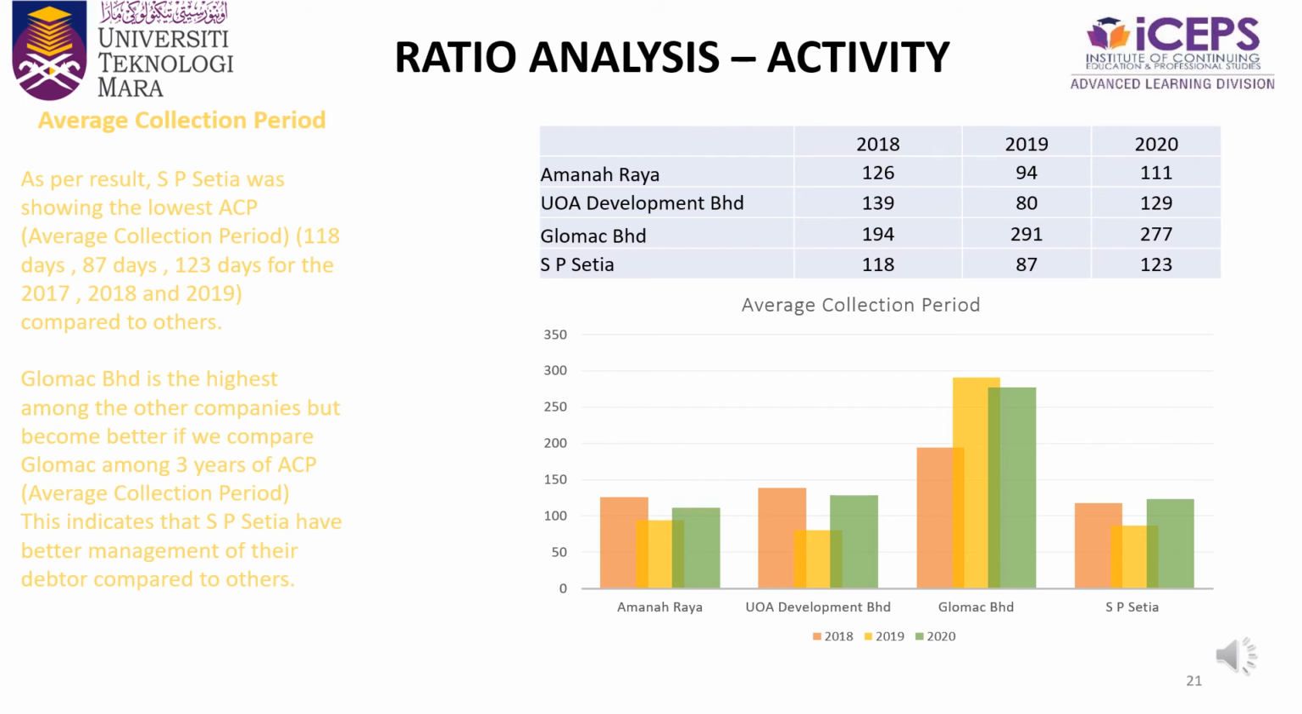However, Glomac Berhad has the highest among the other companies, and it becomes better if we compare among the 3 years of ACP of Glomac Berhad. This indicates that Glomac Berhad has better management of their debtors compared to other companies.